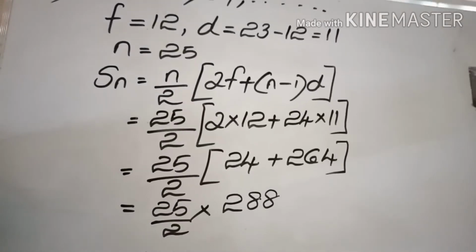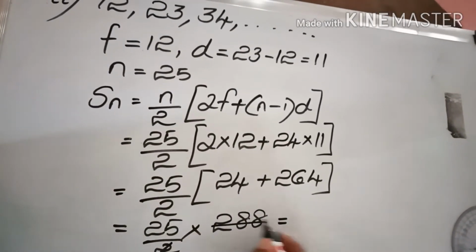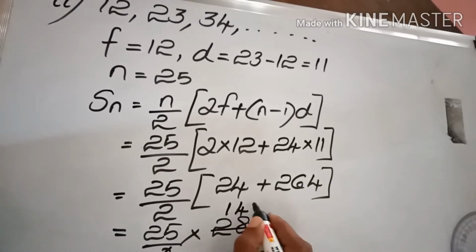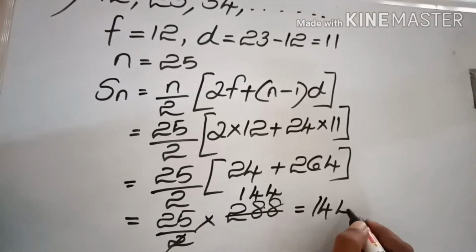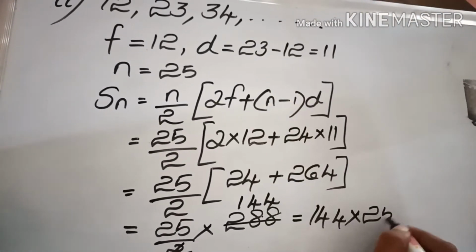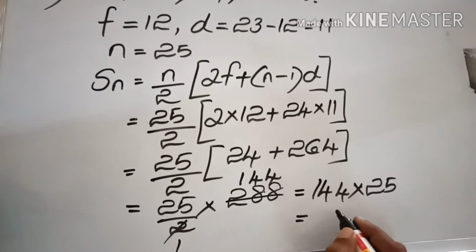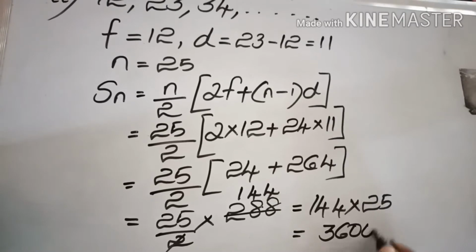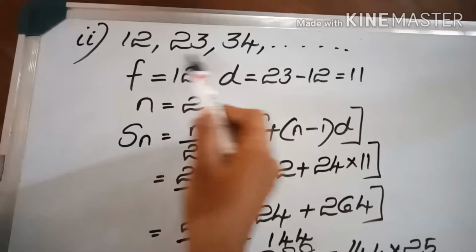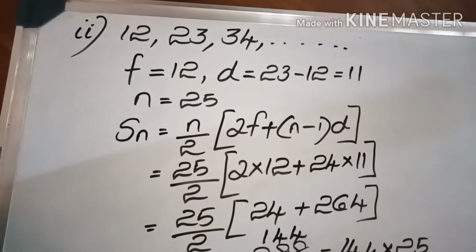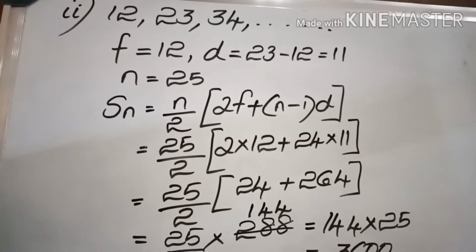So 288. Now let's divide. In 2 only 1 2, here 144. So 144 into 25, answer is 3600. So 3600 is the sum of 25 terms of this particular arithmetic sequence. Similarly, you can do the remaining 3 sub questions the same way.